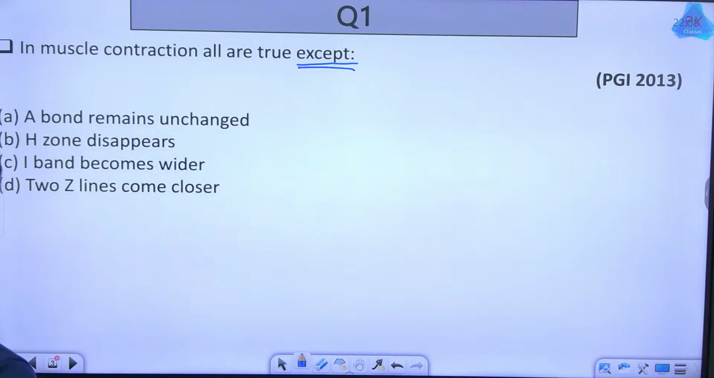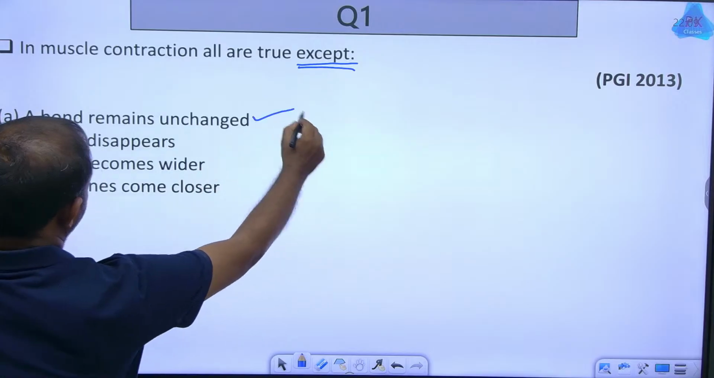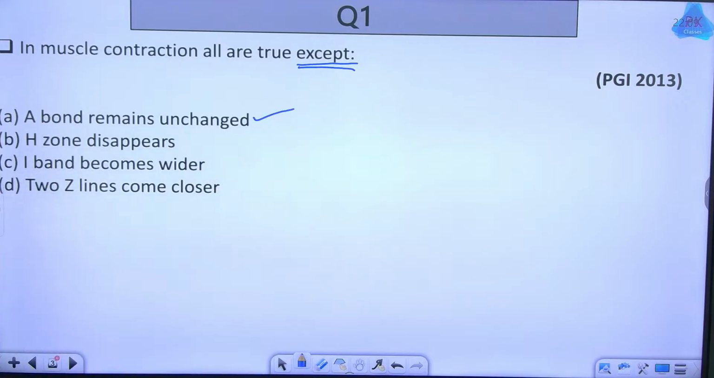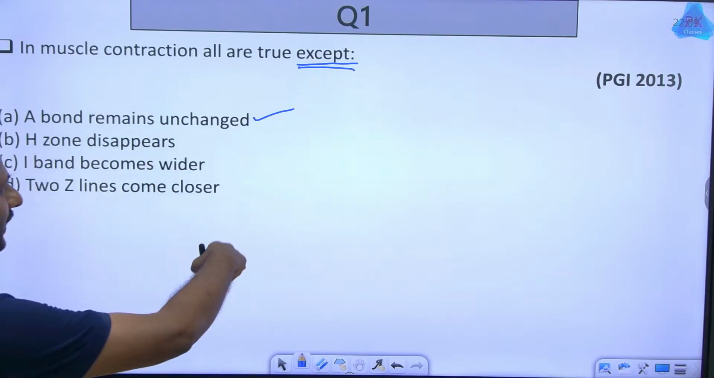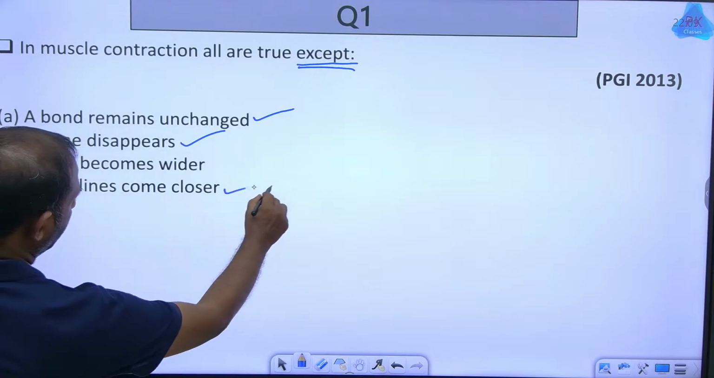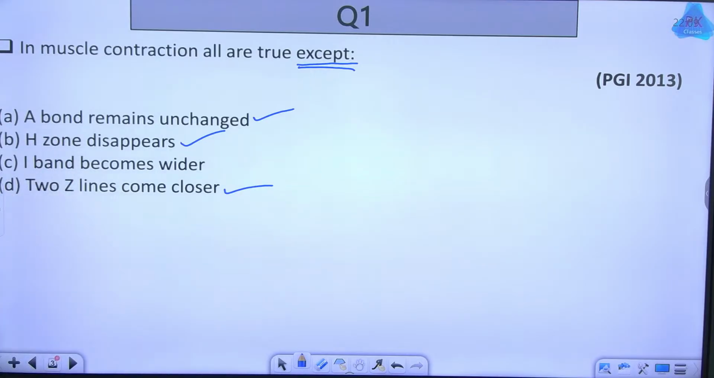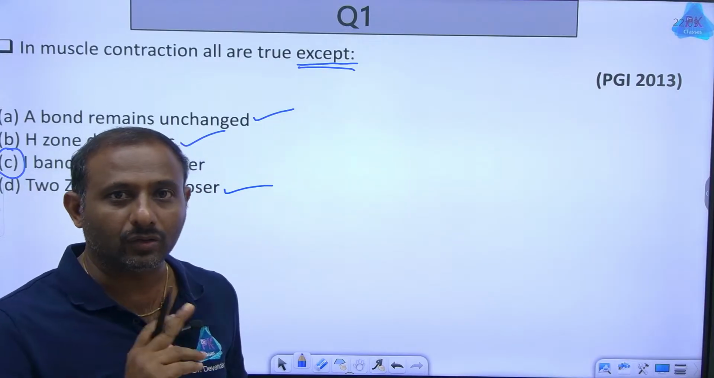So we will see. A band remains unchanged, ऐसा ही है। H zone disappears, अगले स्लाइड में फिर मैं एक्सप्लेन करूंगा। H zone ये भी सही है। Two Z lines becomes closer, this is also right. I band becomes wider, so this statement is wrong. In fact, I band becomes shorter, not wider.